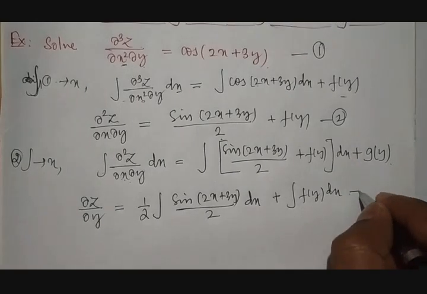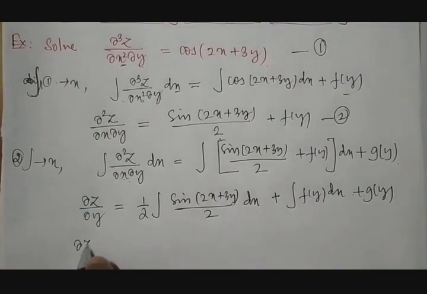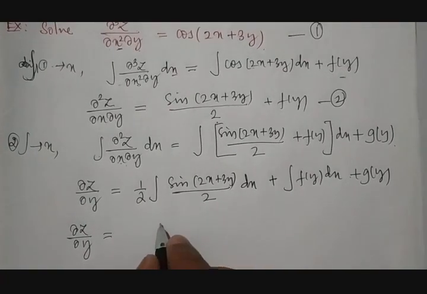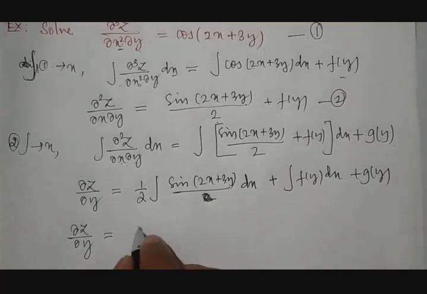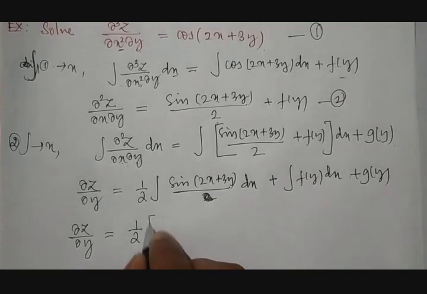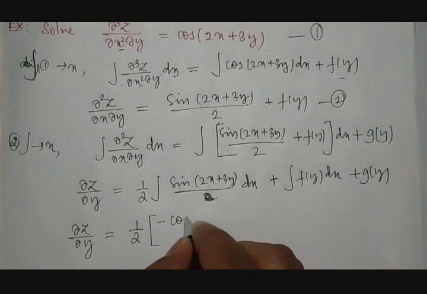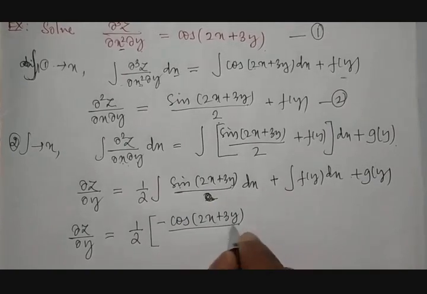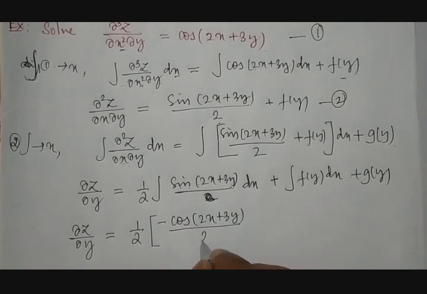So this plus g of y we get. Okay, therefore ∂z/∂y is equal to, see here, divided by 2 is already taken out. Okay, 1 by 2 into, what is the integration of sine, that is minus cos of (2x + 3y). Since we are integrating it with respect to x, the coefficient of x is 2 here.